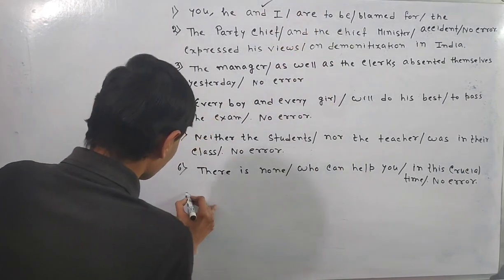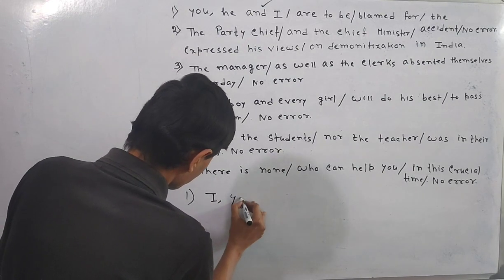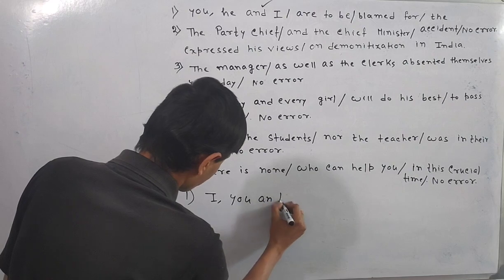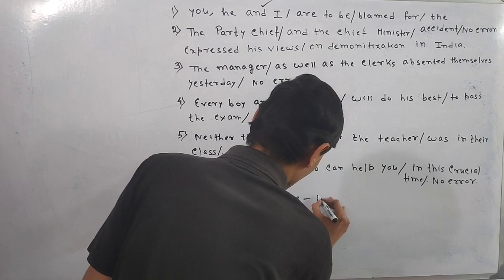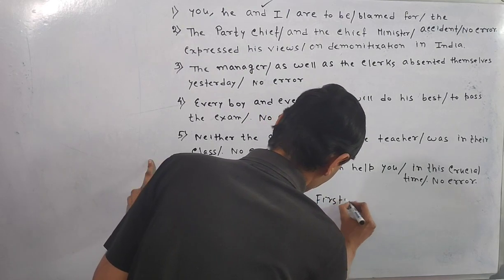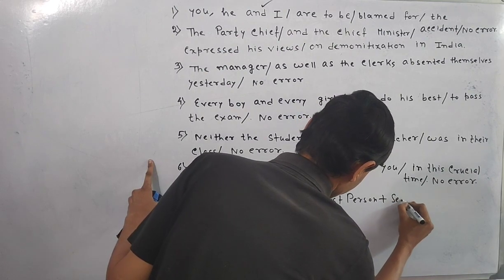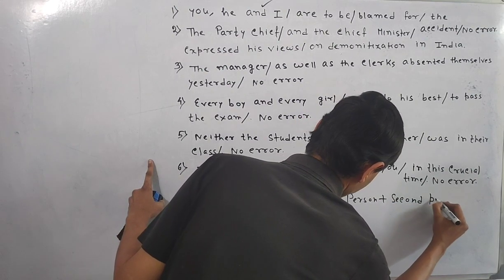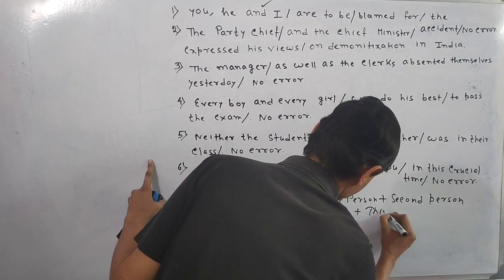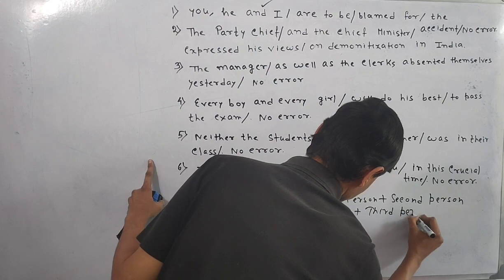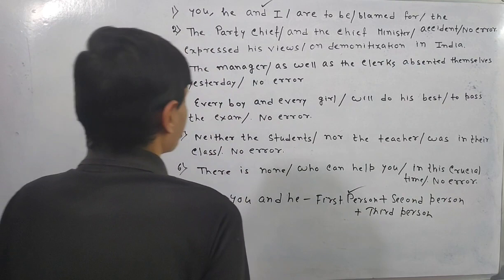Now what can be the answer? The answer is I, you, and he. Now if we say why, because the order is first person, second person, and third person. This will be the answer and the order will be like this, not like this one.